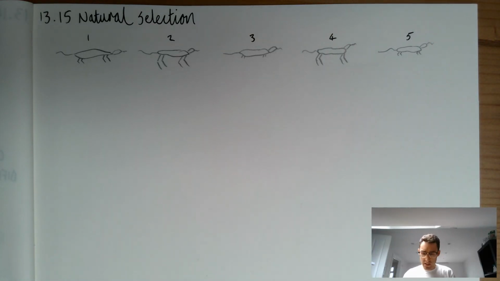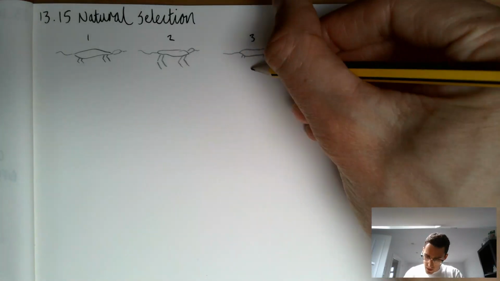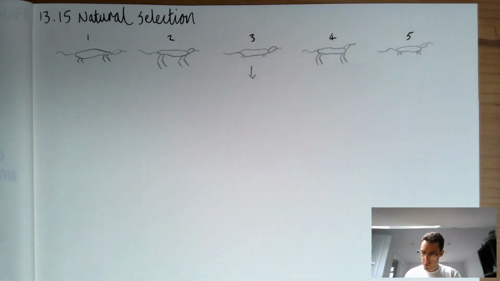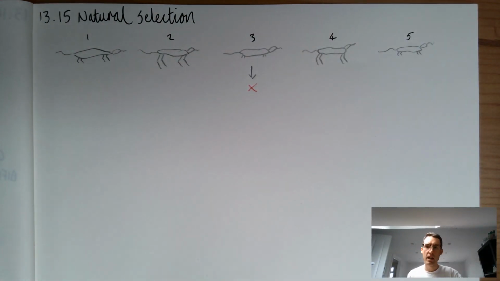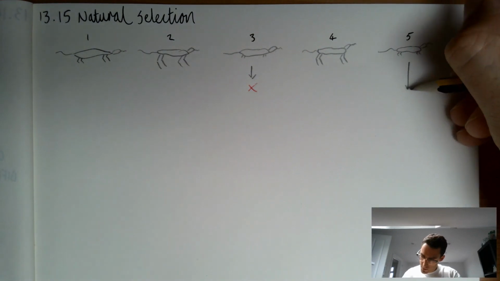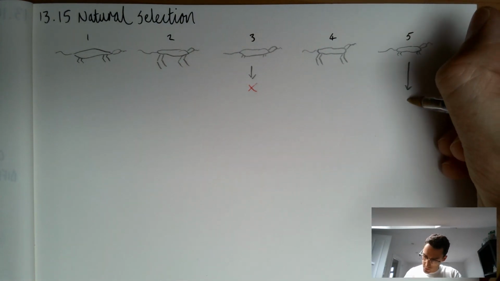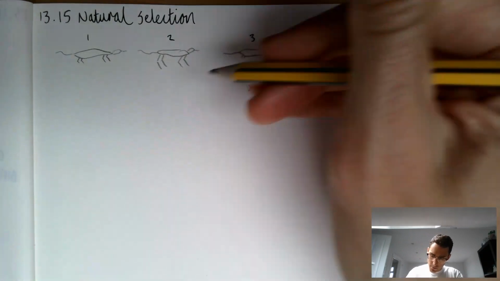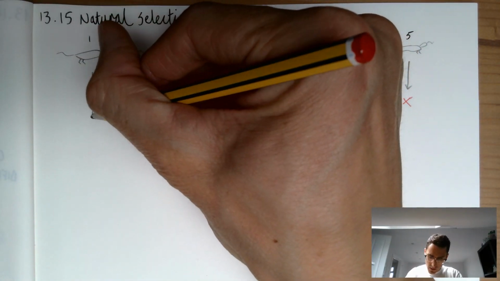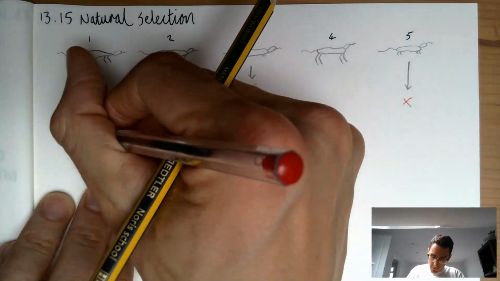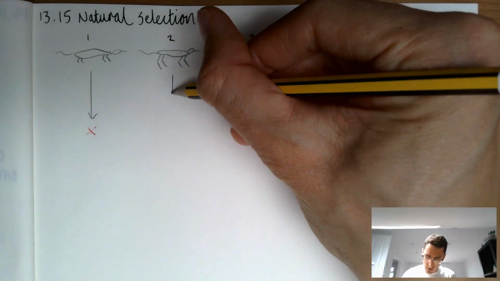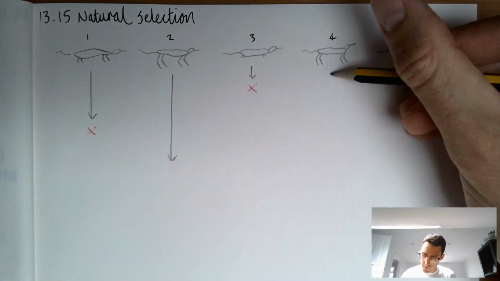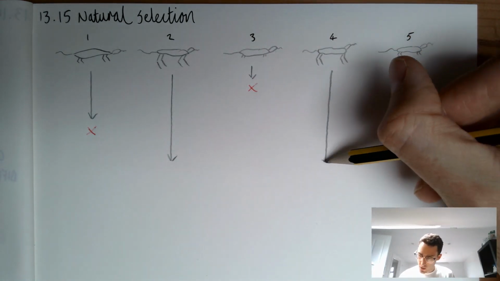And we might represent this by saying, well, number 3, that didn't get very far at all before it got eaten by the predator. Number 5 got a little bit further, but it's still got pretty short legs, so that got eaten pretty soon as well. Number 1 made a really good go of it. They got all the way down here, but their legs still weren't quite long enough. They got eaten. Whereas number 2 and number 4, they managed to get away.